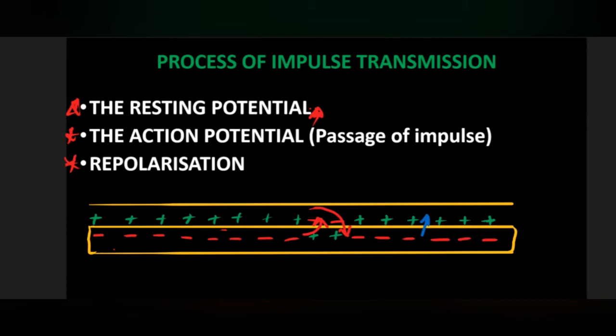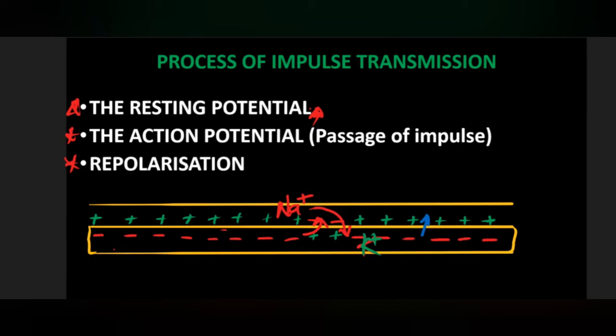At the outer part here we have sodium ions, while here we have potassium ions. During the resting state, the concentrations of these two ions are balanced. The concentration of the sodium ion makes the cell membrane outside positively charged, while the concentration of the potassium ion makes the cell membrane inside negatively charged.